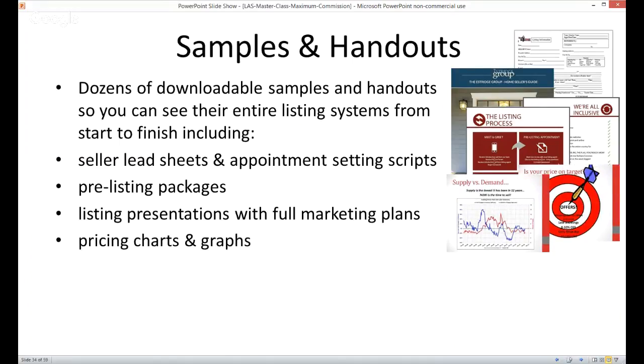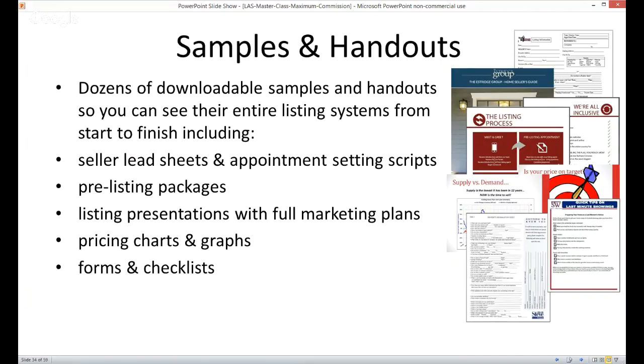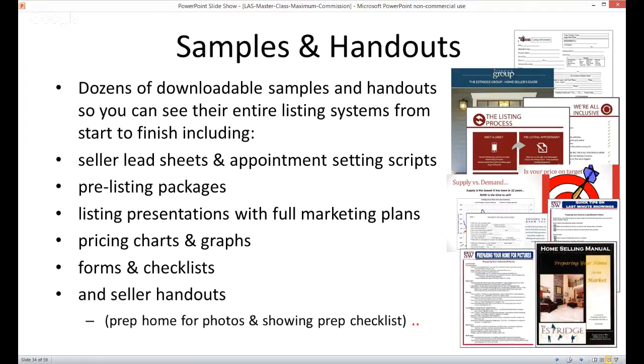And you got pricing charts and graphs to make sure that that seller lists at the right price and you can get that property sold on time. And then you got forms and checklists to make sure that you're staying on track with this entire process. You don't miss anything. And then you got the seller handouts that you give to the seller when you're done to get them ready for the next step, like preparing their home for photos or preparing their home for a showing.